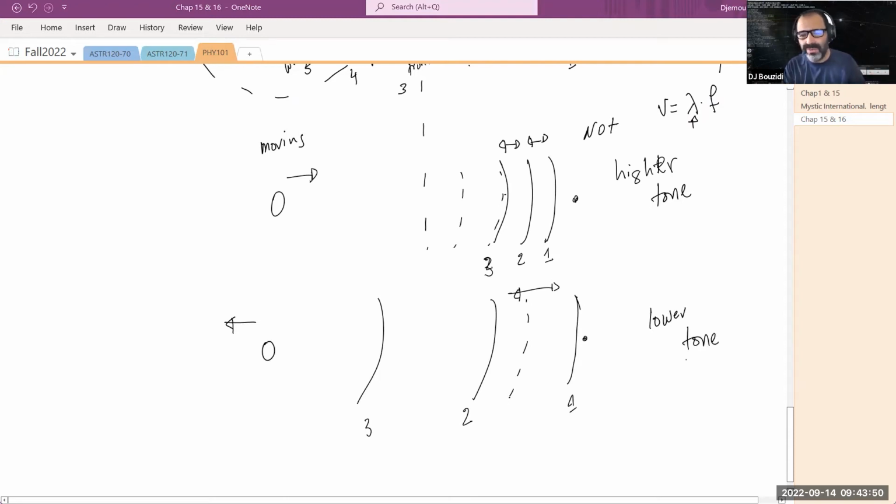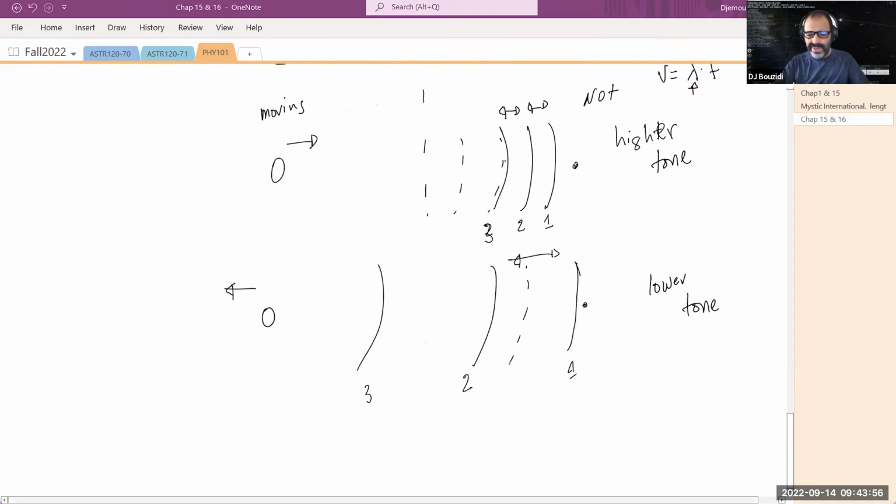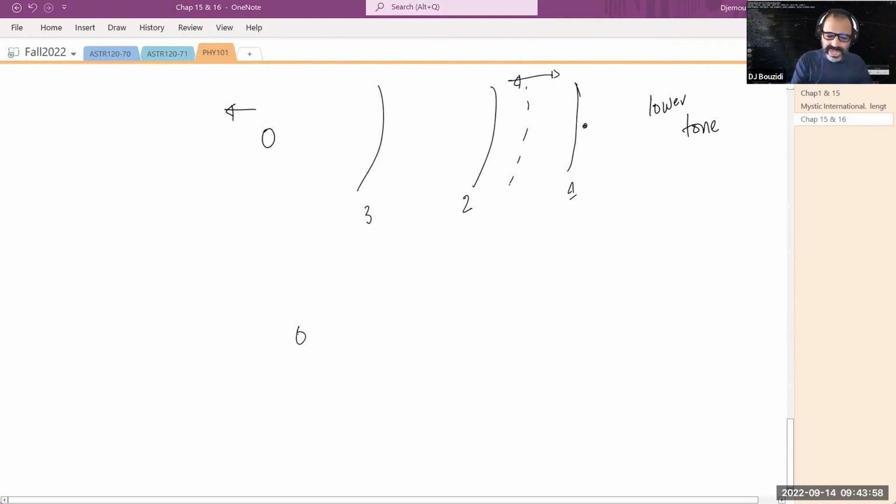So you could tell if the source is coming to you or moving away from you. This picture still holds true if the source is actually not moving, but you are the one who's moving toward the source. So the first wavefront is in here, the second wavefront is supposed to be here, but you're going to travel to meet it. So you met the first wavefront, the second wavefront is supposed to be here, but you're going to travel to meet it. So the apparent spacing between them is also shrinking, and the tone will be higher in this case.